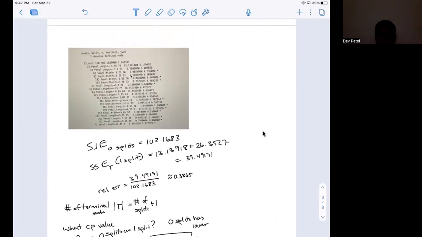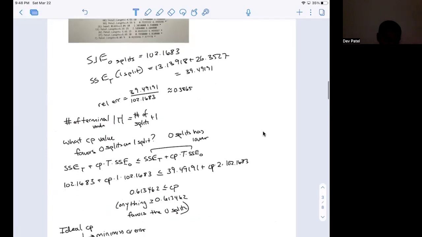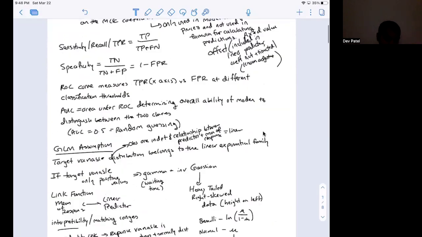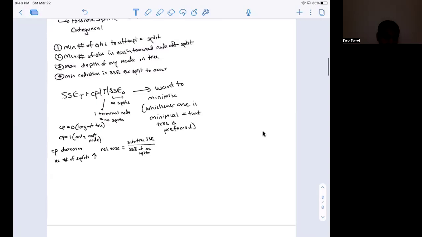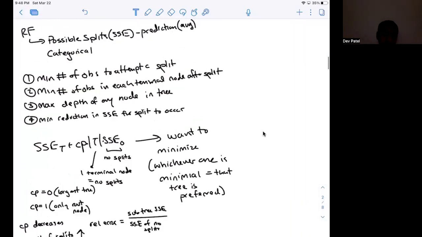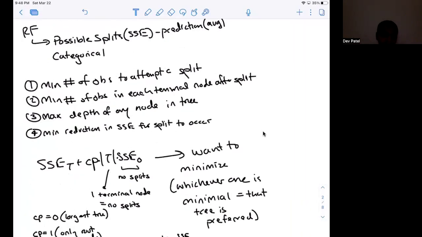So you test out all these splits, and for whichever split attains the greatest reduction in SSE, you go ahead with that split. And then you continue doing this until you reach some sort of stopping criterion. There are four different stopping criteria mentioned here: the minimum number of observations to even attempt the split, the minimum number of observations in each terminal node after the split, the max depth of any node in the tree, and the minimum reduction in the SSE for a split to occur.